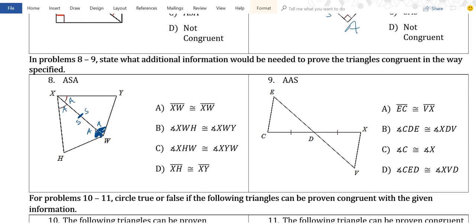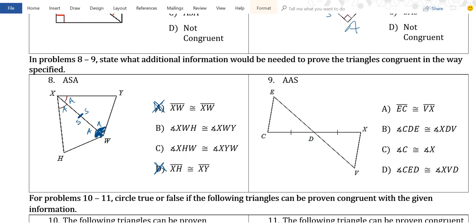So if we're looking, okay, these two are definitely wrong, because, oh, my bad, I just crossed out the wrong ones. These two are definitely wrong, because we don't need another side, we need another angle. So let's look here. XWH. So XWH, okay, that's good. That's talking about this angle.